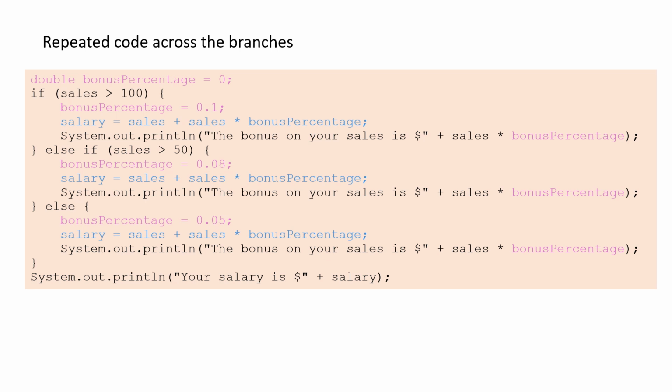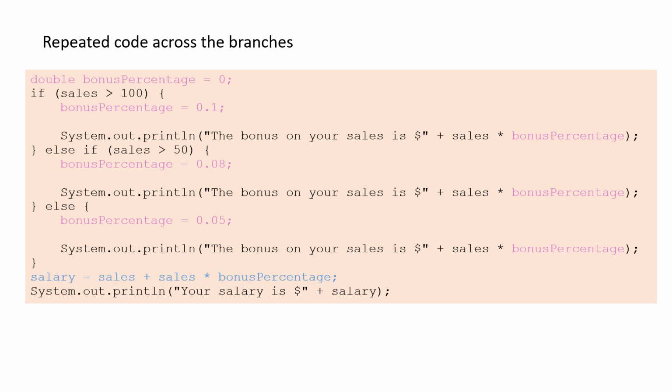Now I have highlighted a line of code in blue. I want you to just focus on that line of code. You can see that all the blue lines are exactly the same across the branches. That's great news. That's the repeated code, and we know how to factor out the repeated code to outside of the branches. So great, let's do it.